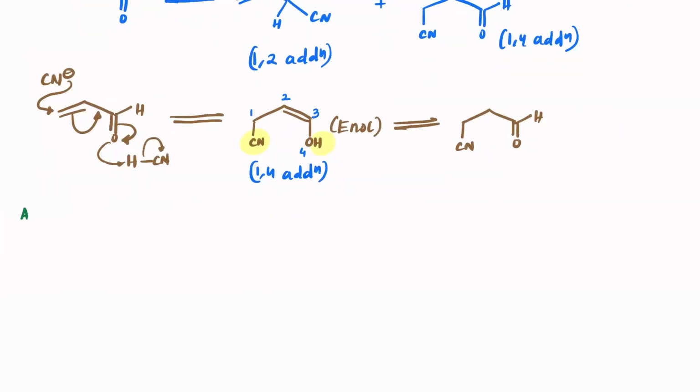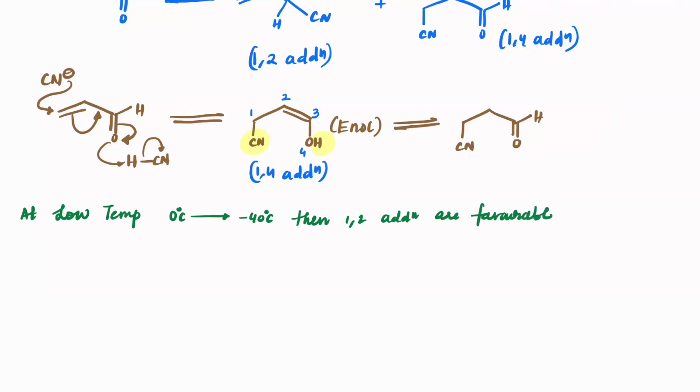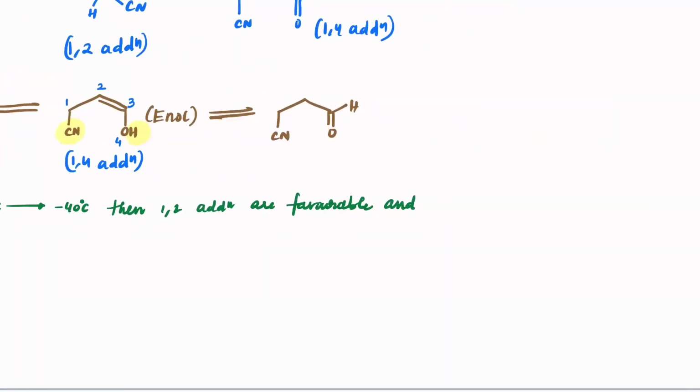Okay, let me write down that. At low temperatures, that is 0 degrees all the way to minus 40 degrees like this, correct? Then 1,2 addition products are favorable, okay, and major product. And those products are called kinetically favored product, or kinetically controlled, KCP.